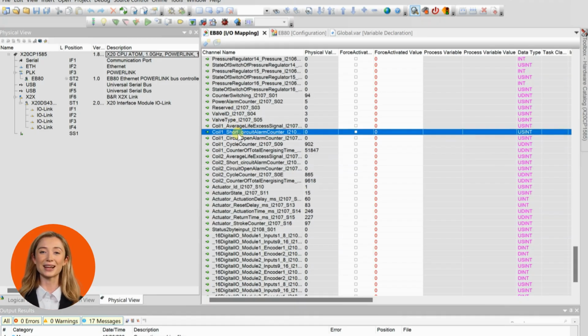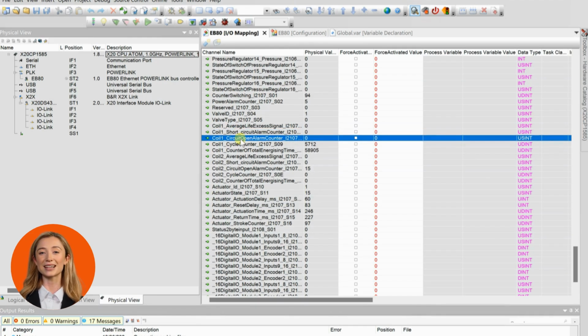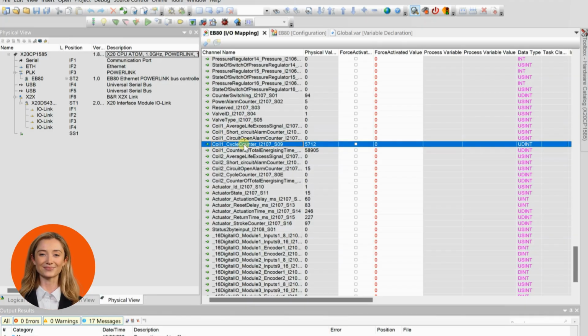Short circuit alarm counter indicates the number of short circuit alarms for each individual solenoid. Circuit open alarm counter indicates the number of alarms for an open circuit coil for each individual solenoid. Cycle counter indicates the number of activations performed by each solenoid. Counter of total pilot 1 energizing time in seconds indicates the total activation time for each solenoid.